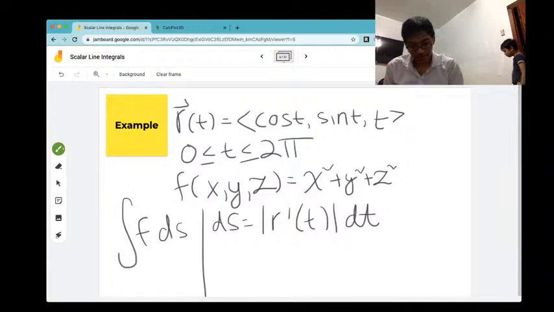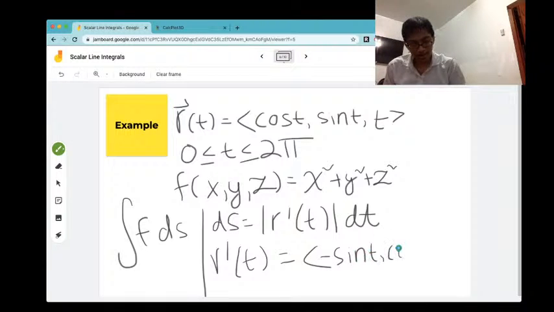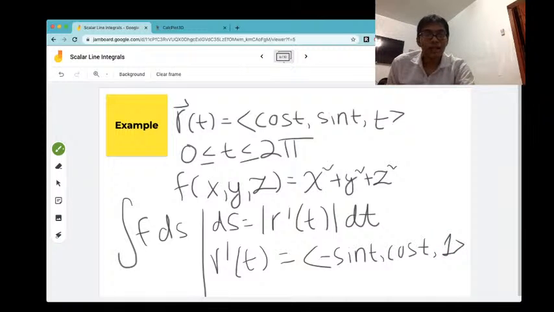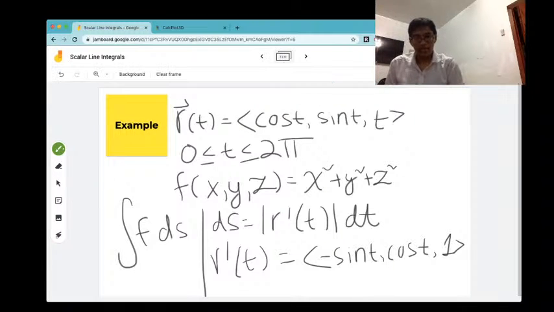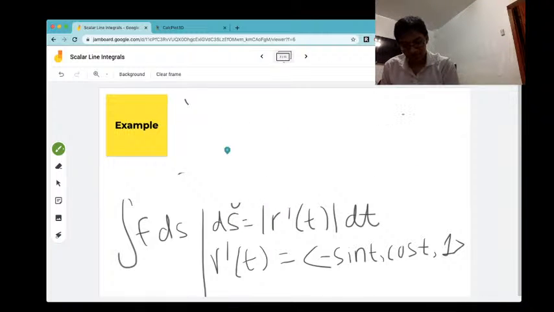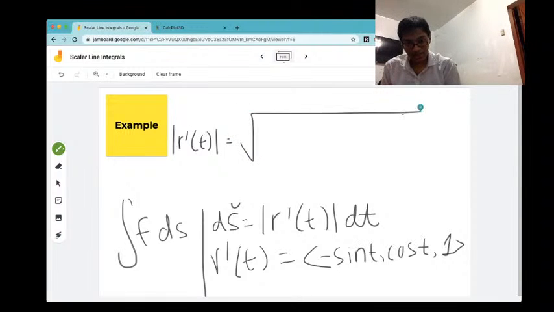First and foremost, the derivative of the position vector is equal to minus sine of t, comma cosine of t, comma 1. That's going to be my derivative, and the magnitude of that we're going to compute on the next slide. So let's go ahead and calculate the magnitude of that on the next slide. So let me erase everything we don't need. Then the magnitude of r prime of t is simply equal to the square root of negative sine t squared.